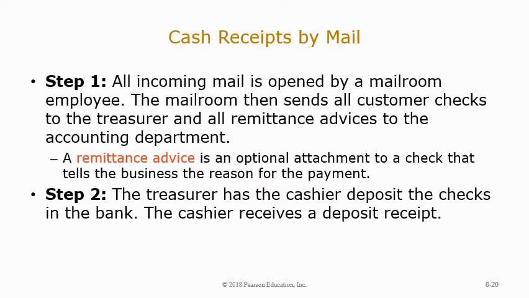This is just a deeper explanation of that graphic we just looked at. Step 1, all incoming mail is opened by a mailroom employee. The mailroom employee sends the customer checks to the treasurer, and all remittance advices to the accounting department. The remittance advice is an optional attachment to the check. It basically says how much the check is for, who it's coming from, and has the check number on it. A lot of times those are sent by businesses with the actual check. Step 2, the treasurer has the cashier deposit the check in the bank, and the cashier receives a deposit.